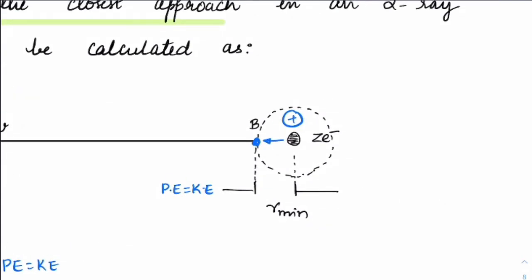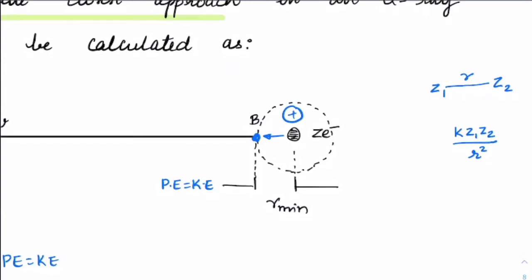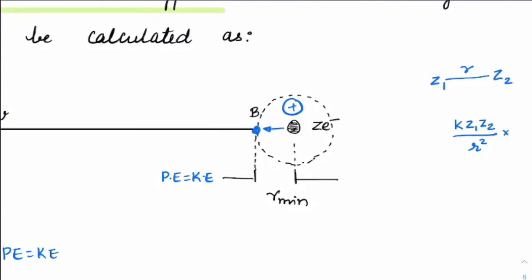You may have learned this from Newton's law of repulsion or attraction. If I have two charged particles Z1 and Z2 separated by a distance r, the repulsion between them is K Z1 Z2 by r square, and the potential energy between them is K Z1 Z2 by r.